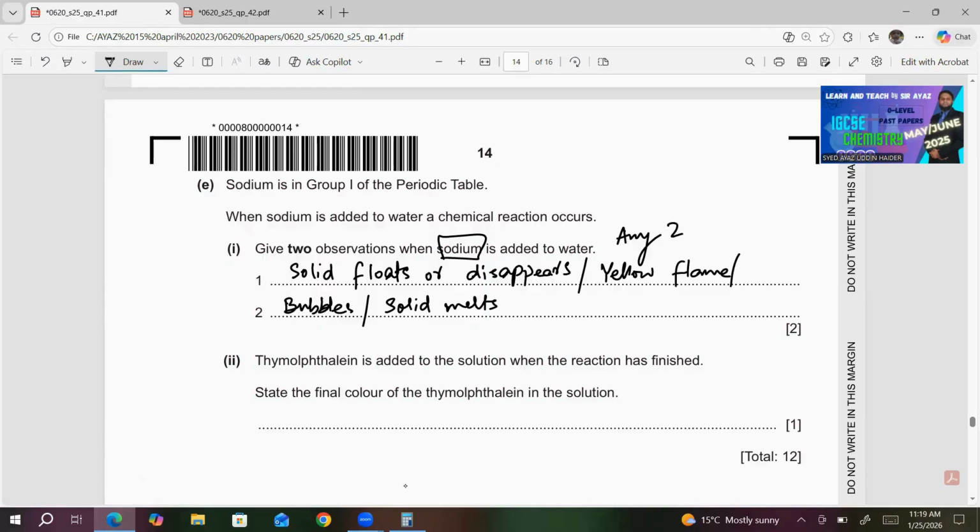Number two, thymolphthalein is added to the solution when the reaction has finished. State the final color of the thymolphthalein in the solution. So this is the indicator that gives different colors in acids and alkalis. Now the solution you are getting when you are adding sodium to water is an alkaline solution. So for the alkaline solution, the thymolphthalein color will be blue.